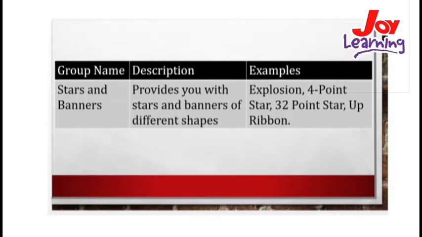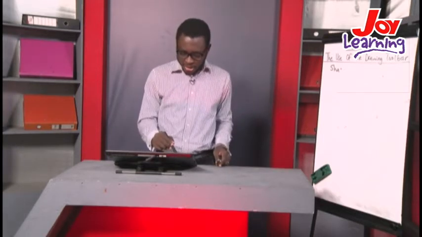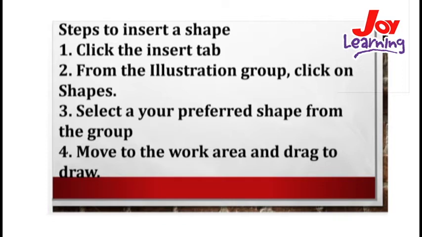Now let's look at the steps we will follow to insert a shape. We just saw where the shapes are located. For us to locate the shapes, we need to move to the insert tab. In the insert tab, because it has various groups in its ribbon, we move to the illustrations group because it is under the illustrations group that we can see our shapes and our pictures and the other tools.